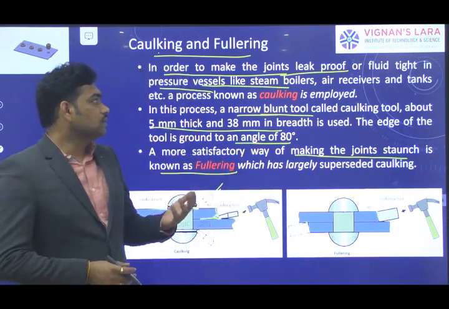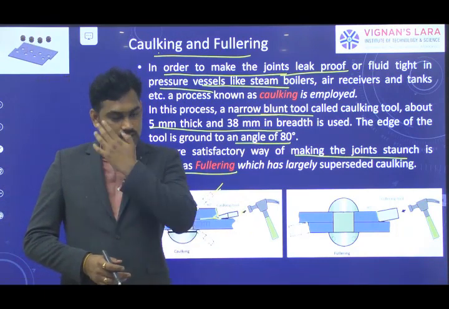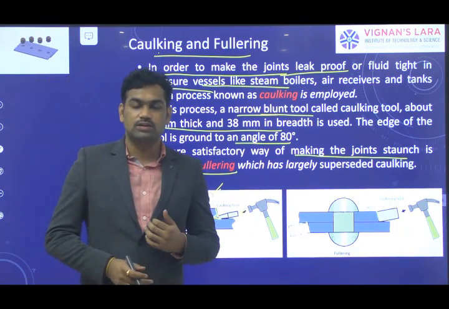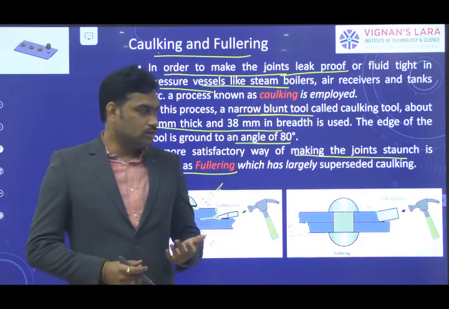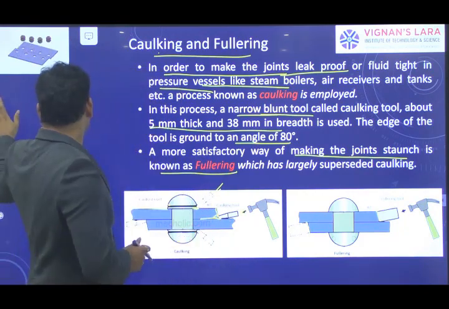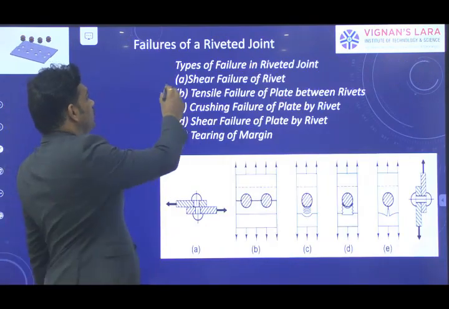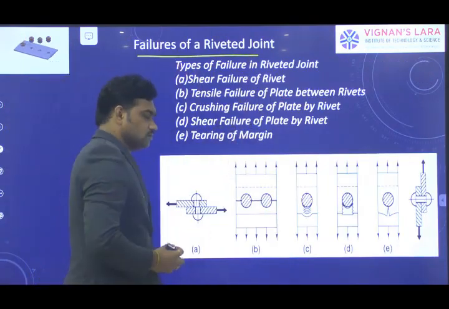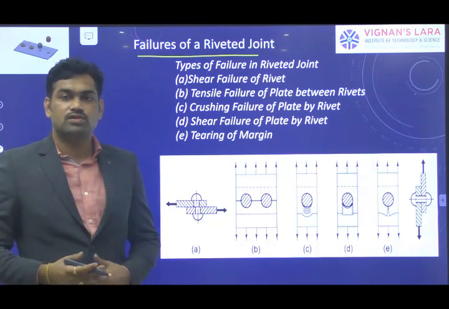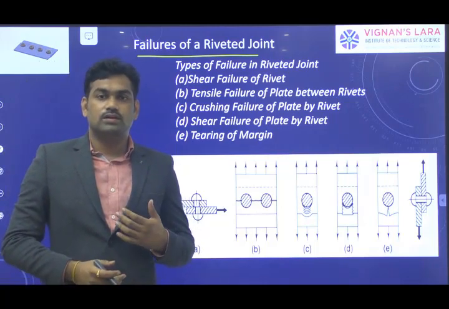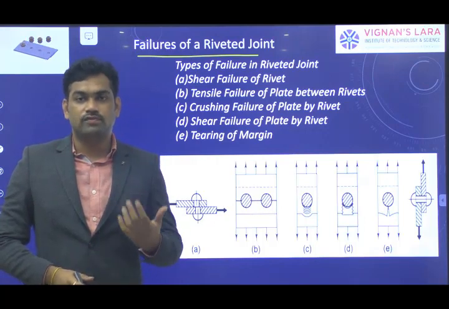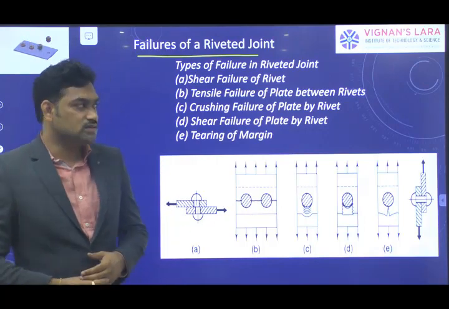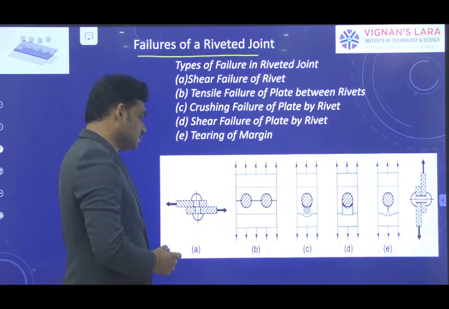And coming to the possible types of failures in the joint. How the riveted joint is going to fail by the application of external load, that we are going to see now. So, failures of riveted joint. These are the possible modes of failures. How the machine component, that is a riveted joint here, is going to fail by the application of external load. There are 5 different possible types of failures.